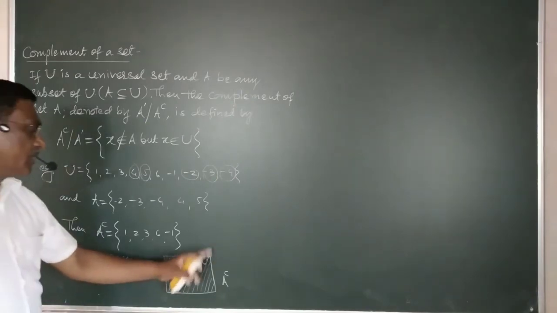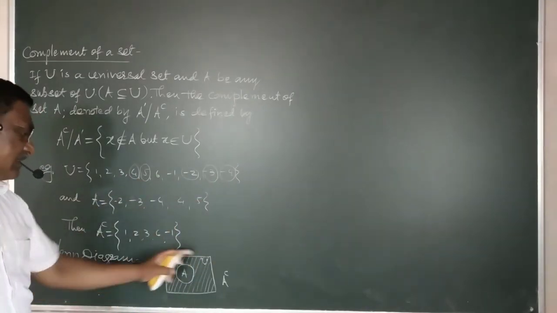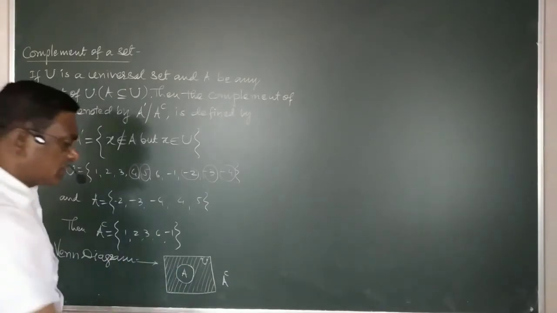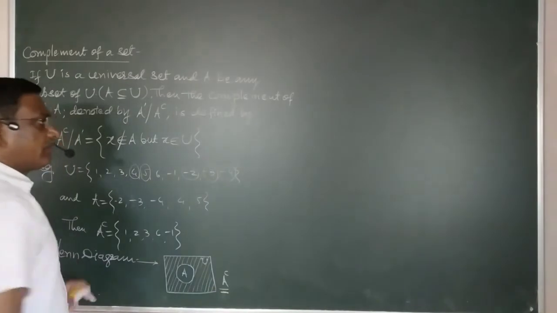And if I am considering U as like this one and A as like this one, then the same diagram will occur there. Okay, this is A complement by Venn diagram.